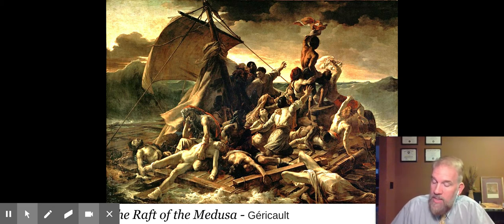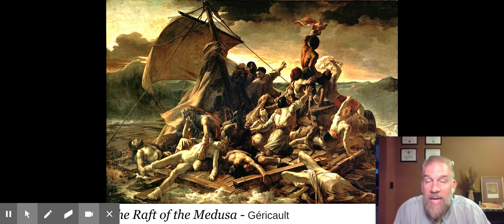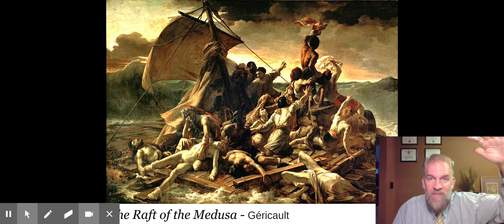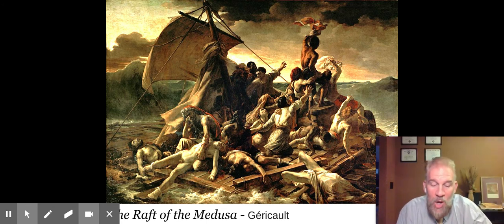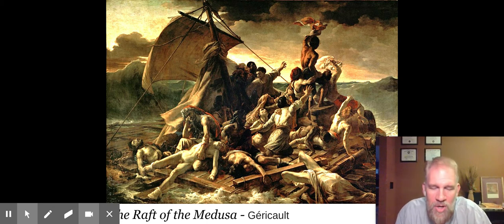But he decides that what he's going to do is paint this event, the Raft of the Medusa, and this is going to be his masterpiece, and he's going to submit it to the Salon the following year. So he sets about the business of painting this humongous 24 feet wide by 16 foot tall painting. Now, we could go into a little bit further information about Géricault.